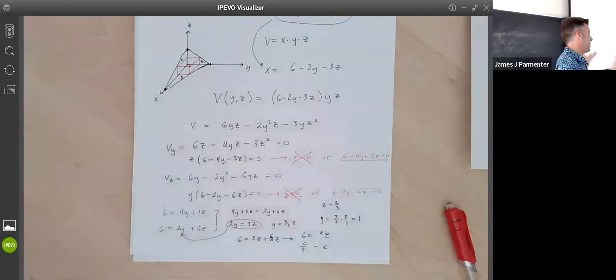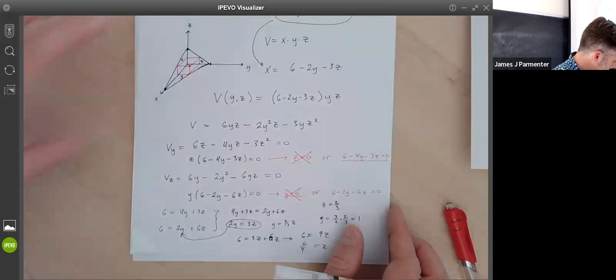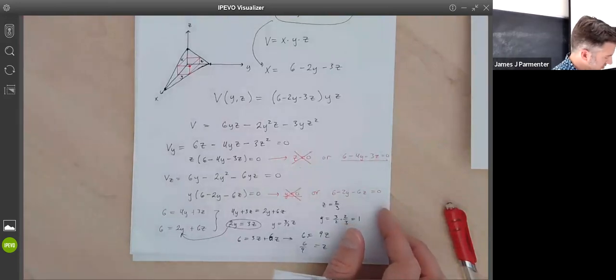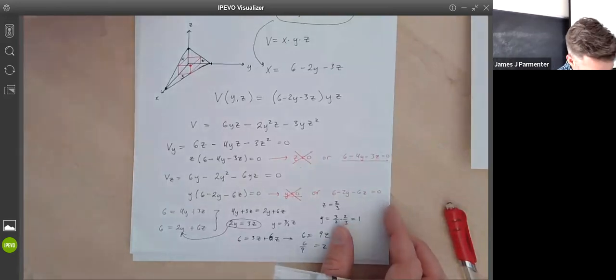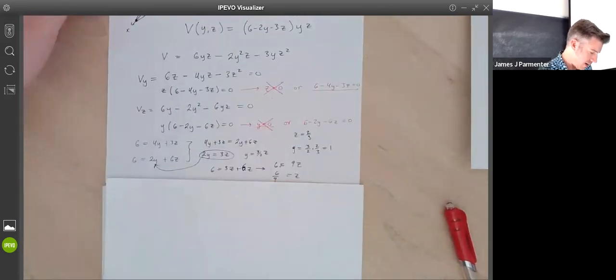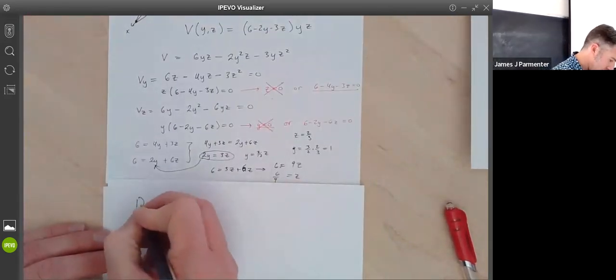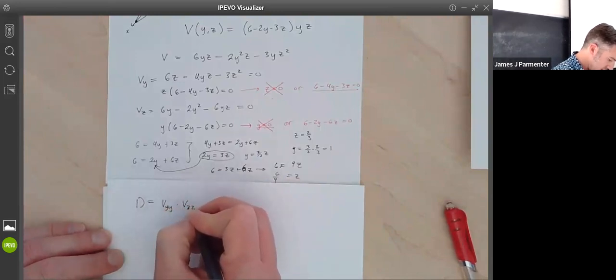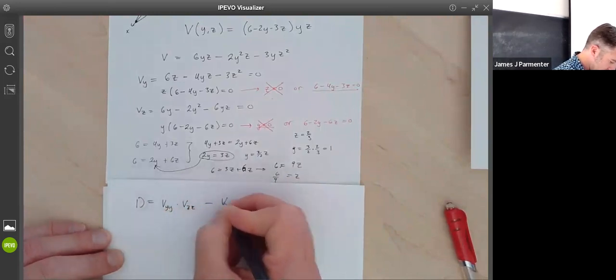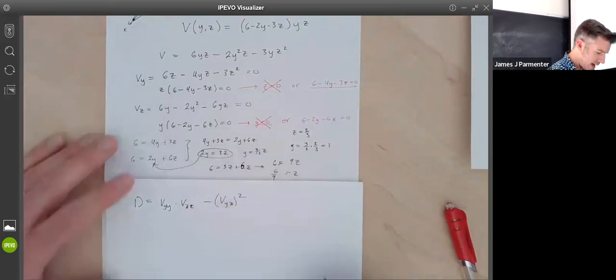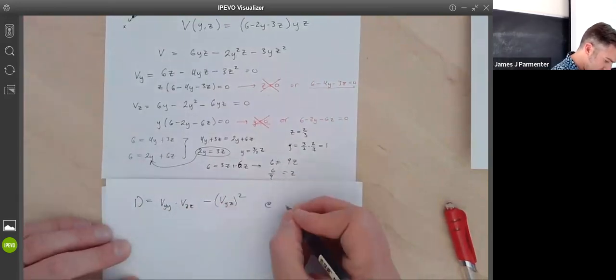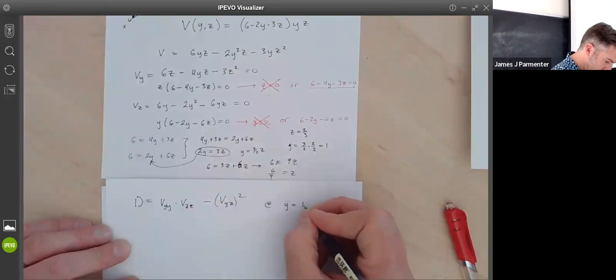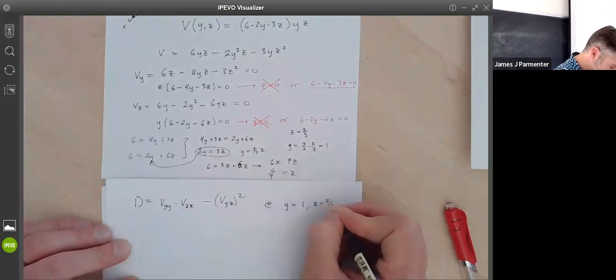All right, so now this is where things kind of get a little handy. You could be like, well, that's clearly my maximum, right? There's no other point, it's got to be the maximum. But if we wanted to check, okay, do we really want to check? I don't really want to check. So to check, we're going to find capital D, which is going to be VYY times VZZ minus VYZ squared at our critical point, which is y equal to 1, z equal to 2/3.